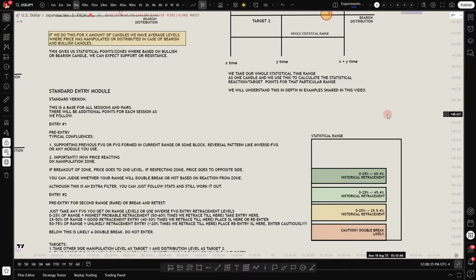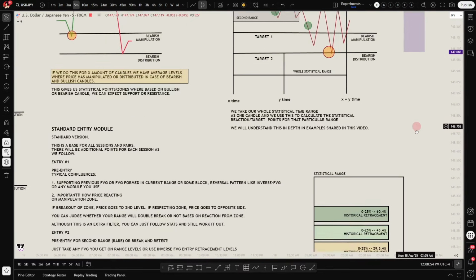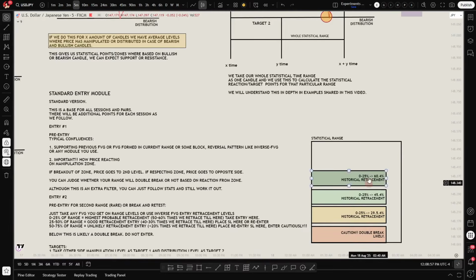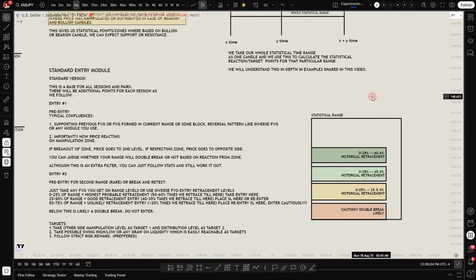Entry 3. Secondary range entry. This is a scaling or re-entry opportunity, usually formed by the break and retest of the secondary range, or in some cases, a pre-entry within this range. Entries are taken at the statistical range levels or the 0%/100% extensions of the secondary range. Avoid entering at the extreme low or high of the range, as those points rarely retrace cleanly. Additional confluences, such as FVGs or structural shifts, may be used for confirmation.